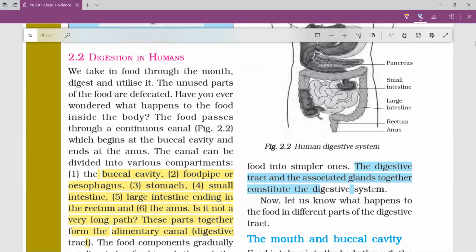Do you understand? In this video we learned about nutrition and what it includes, different ways of taking food in different animals, what is meant by digestion, different parts of the alimentary canal, different glands, and what forms the digestive system.